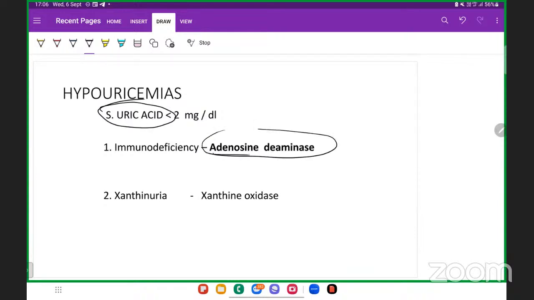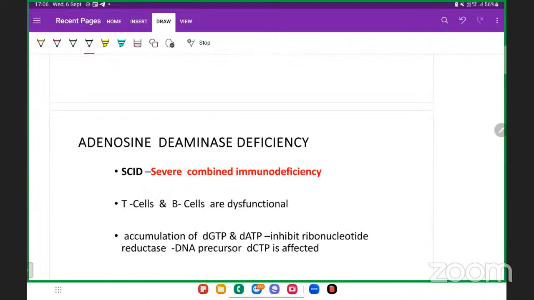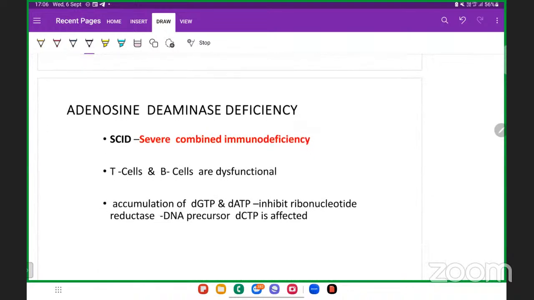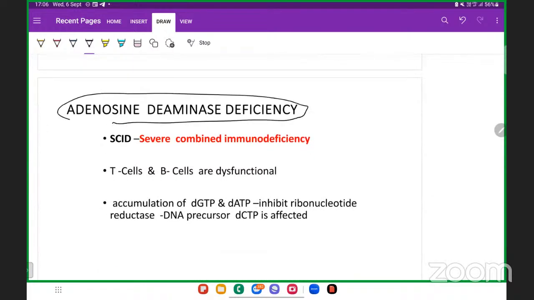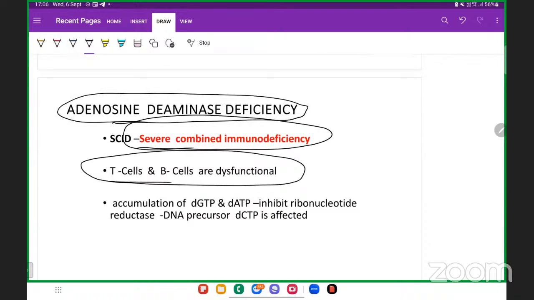Adenosine deaminase deficiency can cause immunodeficiency, severe combined immunodeficiency. So you have adenosine deaminase deficiency, severe combined immunodeficiency. T cells and B cells are going to be dysfunctional. The accumulation inhibits the ribonucleotide reductase enzyme. Hope you understood this.